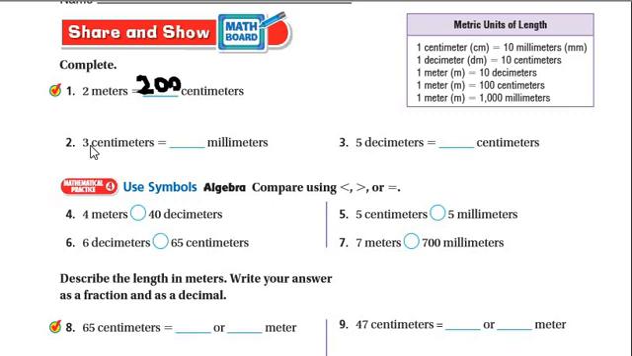Okay, in number 2, we have 3 centimeters equal how many millimeters? Let's go here. Millimeters, yes. 1 centimeter equals 10 millimeters. So what about 3? We will multiply 3 times 10. Yes, it's 30.